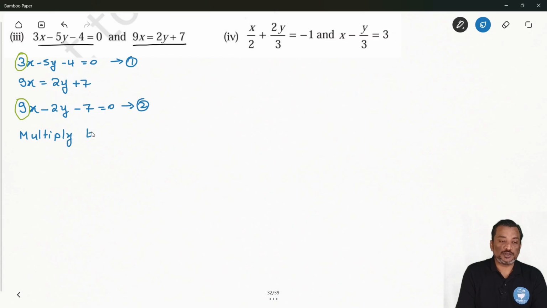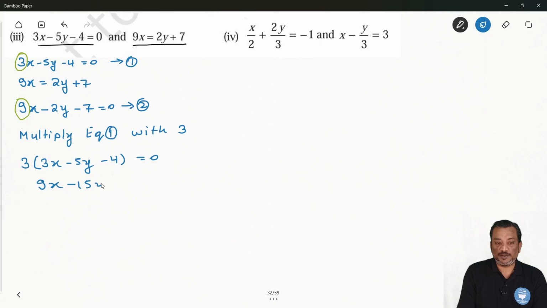So we will say multiply equation 1 with 3. Okay, so multiply equation 1 by 3, 3 times 3x minus 5y minus 4 is equal to 0. So you will get 9x minus 15y minus 12 is equal to 0. This one you can take as equation 3.